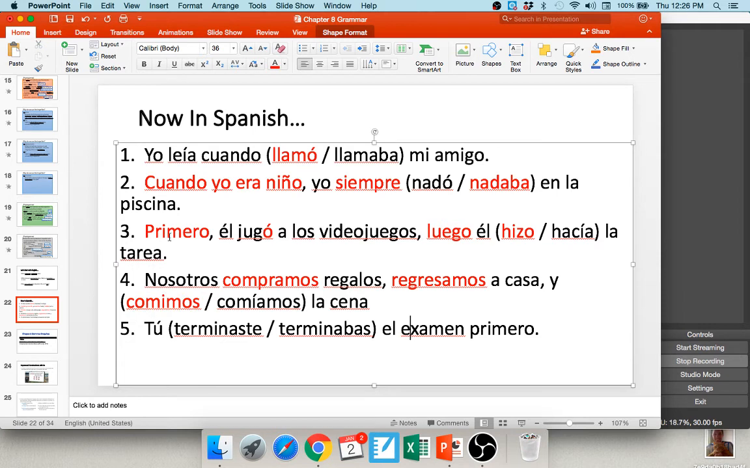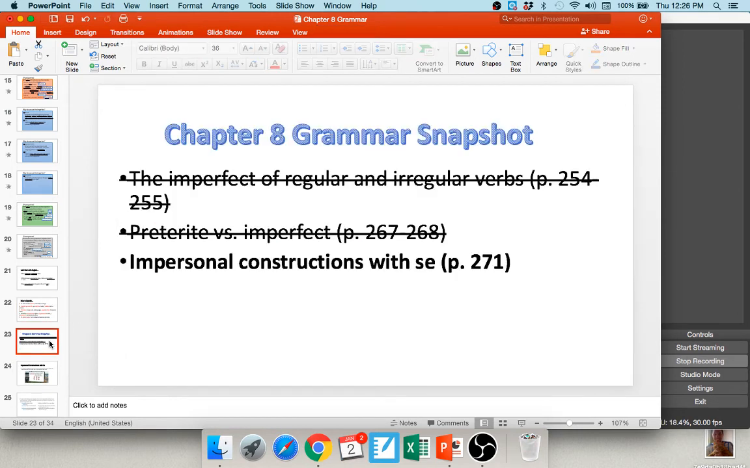Number 5. Tú terminar el examen primero. You finish the exam first. Obviously, beginning and ending, things like finishing, can only happen once, so this should be the preterite, terminaste. So there you go. You've now seen all of the imperfect conjugations, including regular and irregular verbs. You now hopefully have a good feeling of working with the preterite and the imperfect.